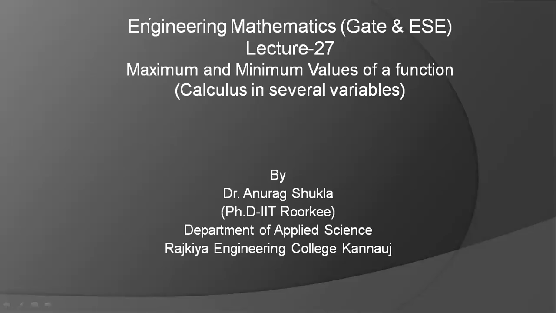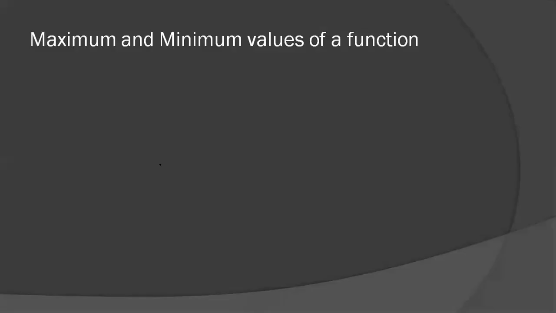Yeah, welcome back to lecture 27, maximum and minimum values of a function in several variables. This topic in one variable I have already studied in lectures 19 and 20. For several variables, the method is a little bit different and we will learn the methodology here. So let's start with maxima and minimum values of a function in several variables.